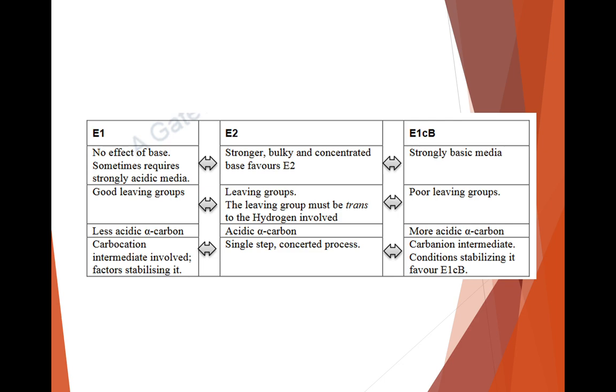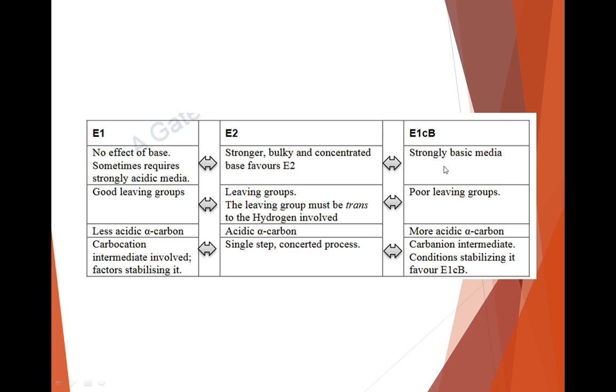Now let's see the comparison of the effects of E1, E2 and E1CB mechanisms. As you see on the screen, for the E1 reaction, there is no effect of base, and it sometimes requires a strongly acidic medium. And regarding the E2 mechanism, a stronger, bulky and concentrated base will favor the E2 mechanism. And regarding the E1CB, a strongly basic medium is required.